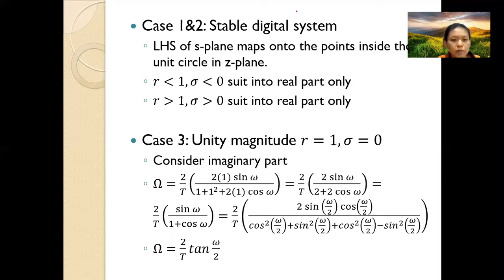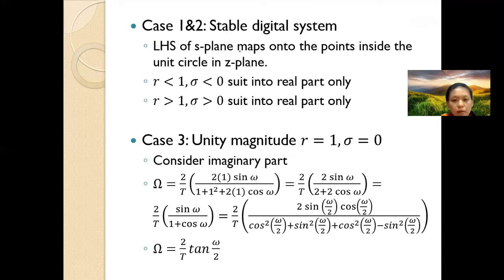Okay, so actually we have 3 cases. The first 2 cases are the stable digital system, where the left-hand side of the s-plane is mapped onto the points inside the unit circle of the z-plane. So when r is smaller than 1, your sigma is also smaller than 1, it will substitute in the real part only.